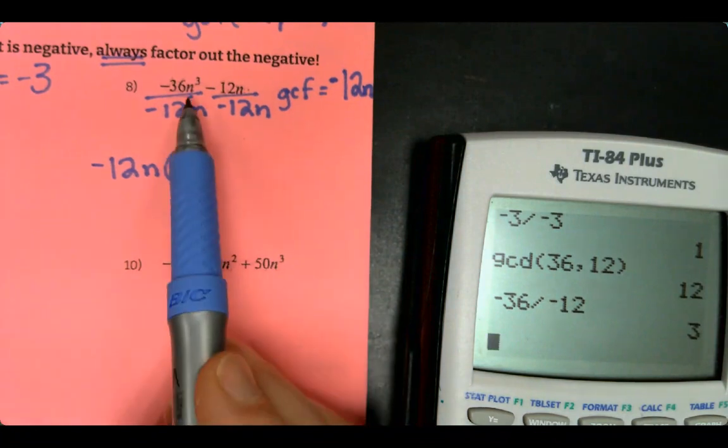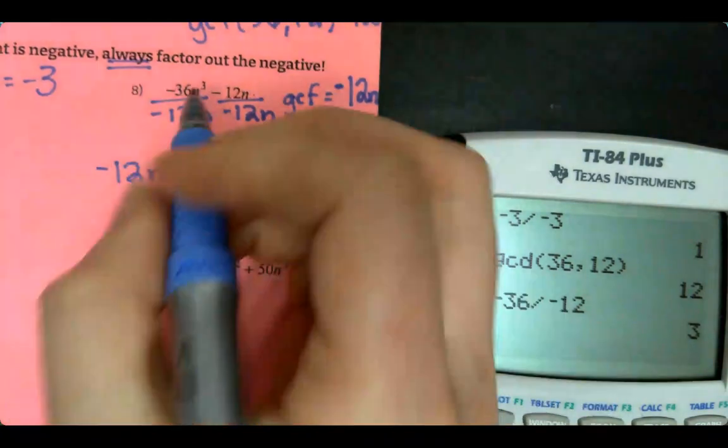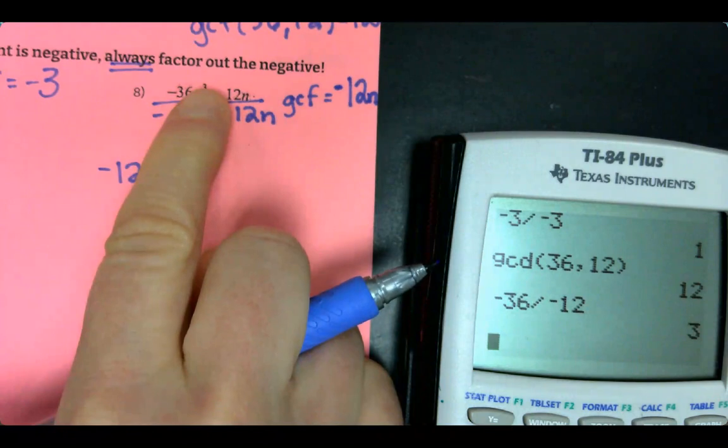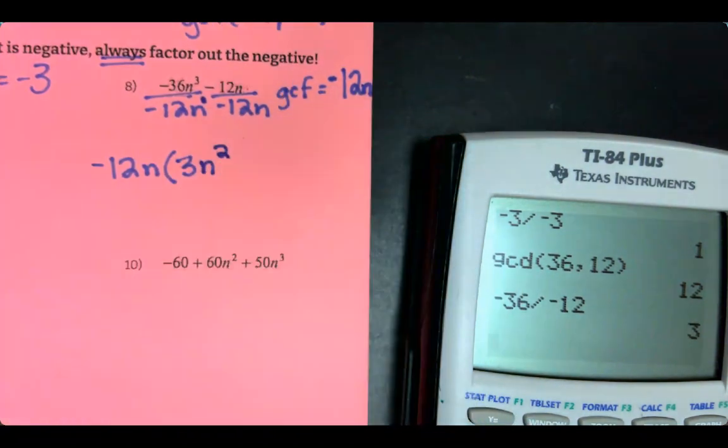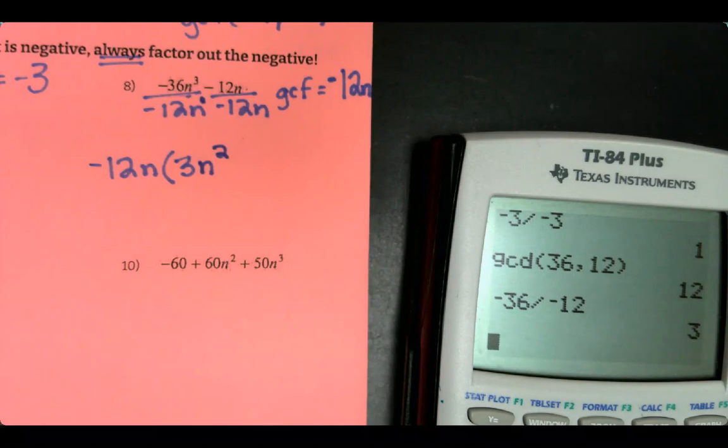And then we subtract our exponents. We have n cubed and just an n, so you're going to subtract those. 3 minus 1 is n squared. You're taking 1 out, so if you take 1 out, you're left with 2. So it's n squared.